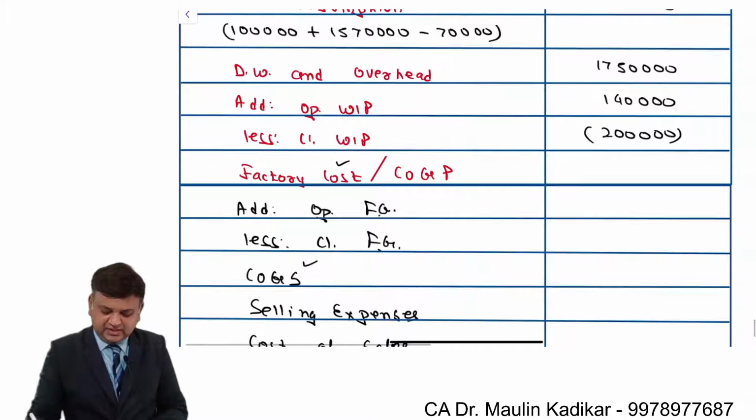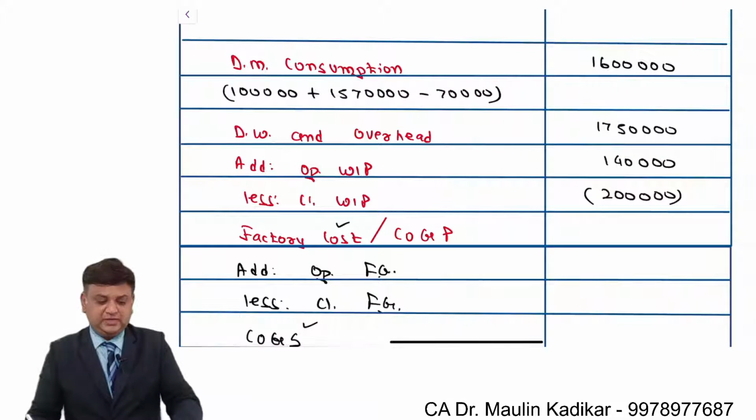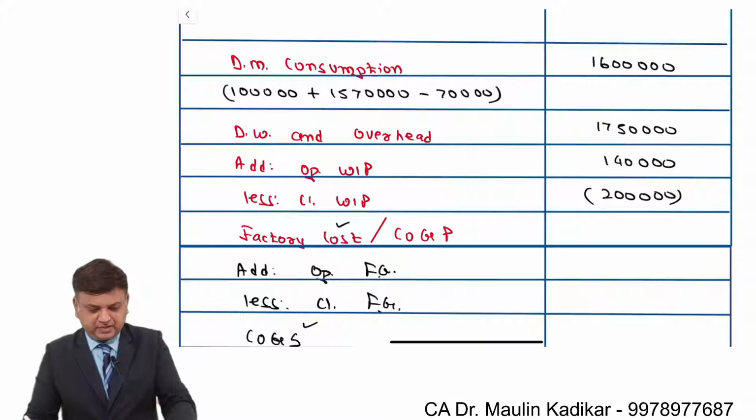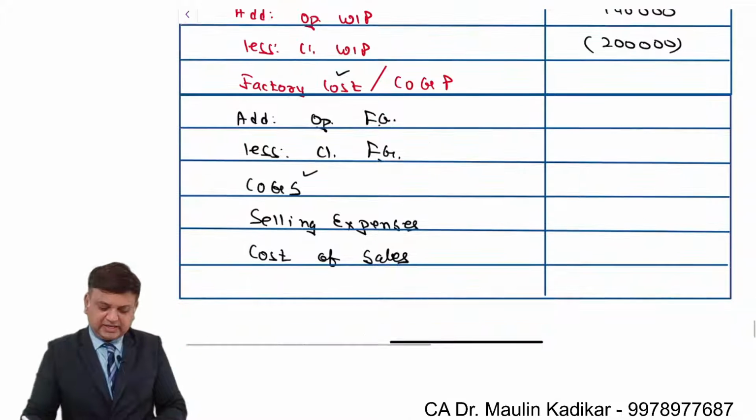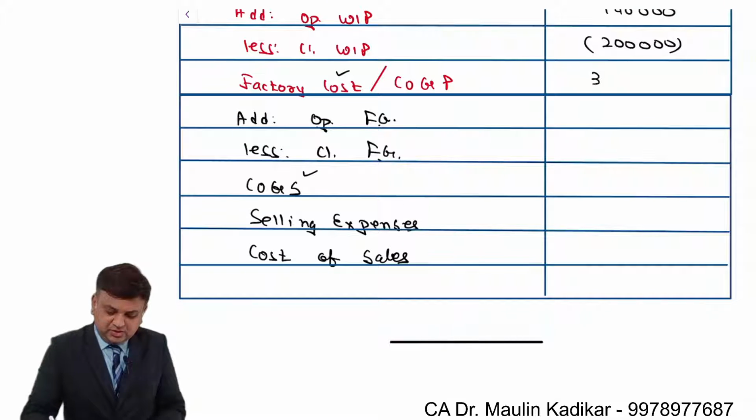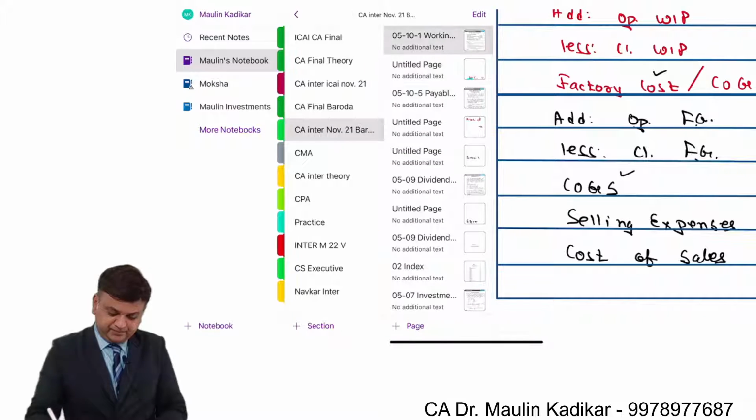That is the way factory cost, or cost of goods produced, is calculated. Use a calculator: 16 lakhs plus 17 lakh 50,000 plus 1,40,000 minus 2 lakhs, which is 32 lakh 90,000. Dear students, this will be useful to us later on for calculation of the WIP holding period.